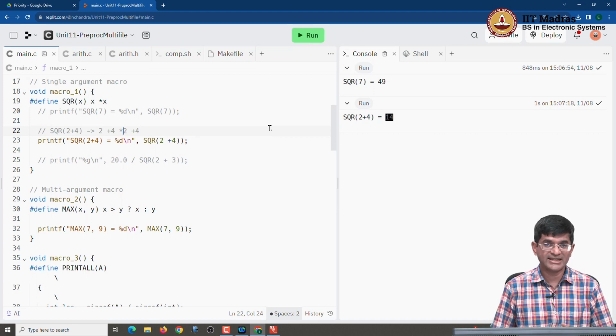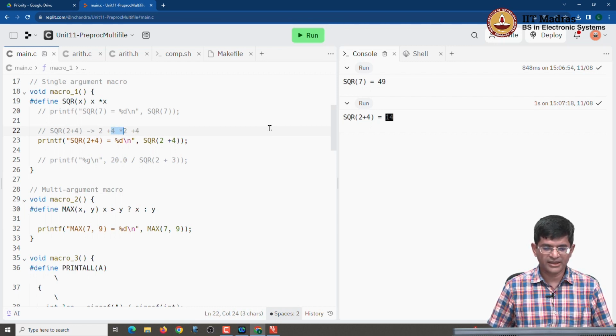This is just text expansion. It's taking the ASCII characters or whatever characters you have in your code and replacing them with what you expect it to be. So what has happened is, when I gave square of 2 plus 4, it basically went ahead and did 2 plus 4 star 2 plus 4. Now let's evaluate this.